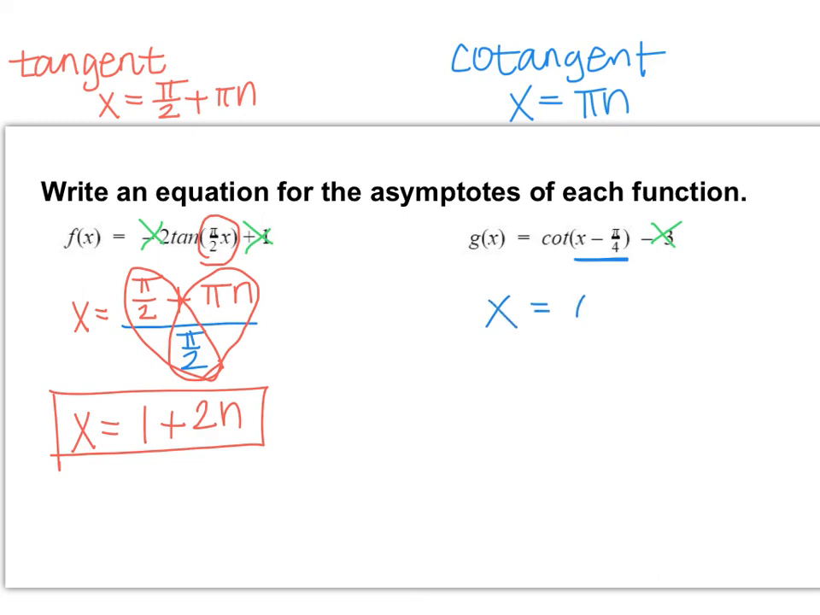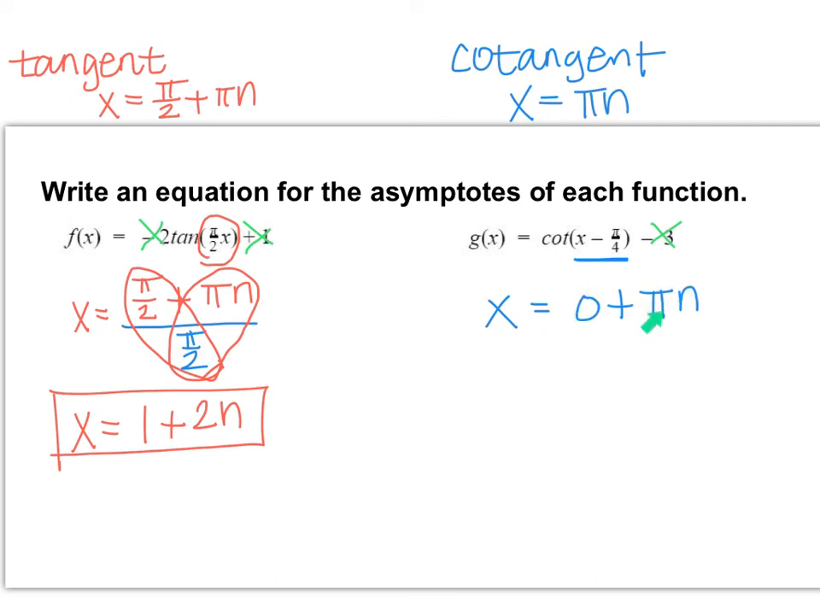So I'm actually going to write the original equation of the cotangent asymptotes like this. This is how we construct it when we look at the graph, right? We think about where is the first non-negative one, it's at 0, and then what's the distance it takes to get to the next one. That's how we come up with the pi n. So what I'm going to do now is think about moving right pi over 4, so adding pi over 4 to my starting point, and that's going to give me my new equation.